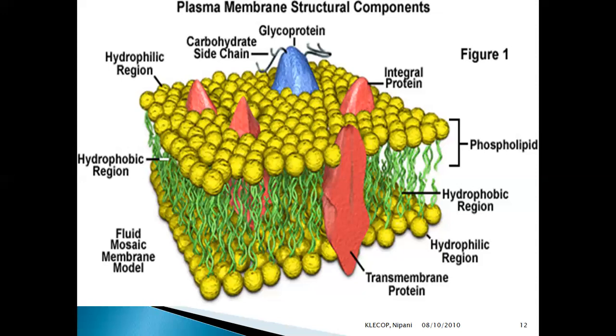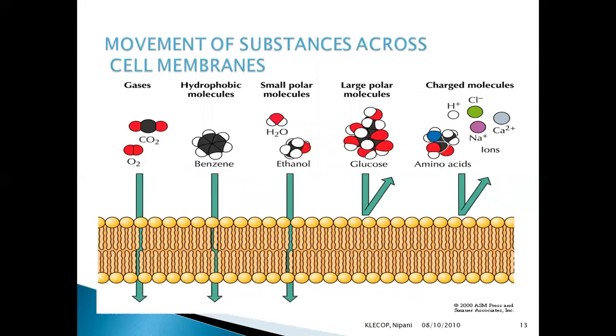So, the process of absorption occurs primarily across the cell membranes and later in the gastrointestinal tract. Regarding the movement of substances across the cell membranes, gases, hydrophobic molecules, and small polar molecules move through it easily. Large polar molecules and charged molecules are unable to move across the biological membrane.